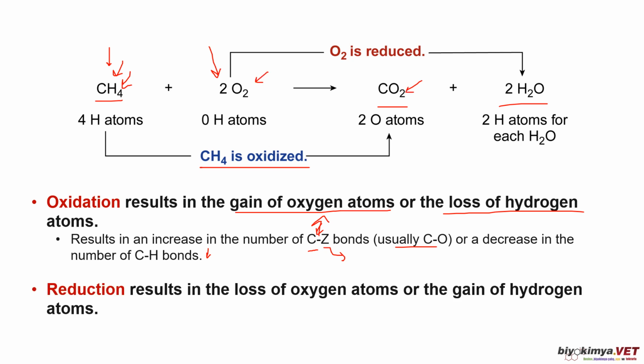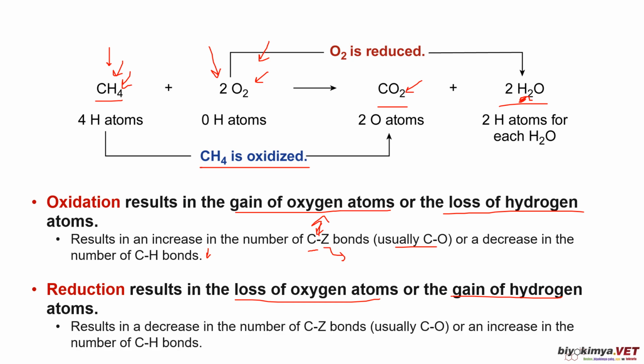Reduction, focus on the oxygen, results in the loss of oxygen atoms or the gain of hydrogen atoms. So in reduction, loss of oxygen atoms or the gain of hydrogen atoms. And here the oxygen gains four hydrogen atoms. Thus, oxygen is reduced in this reaction. And this kind of reaction results in a decrease in the number of C-Z single bonds, so usually carbon oxygen, or an increase in the number of carbon hydrogen bonds.